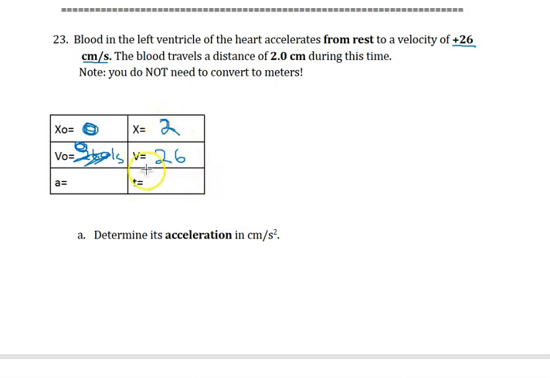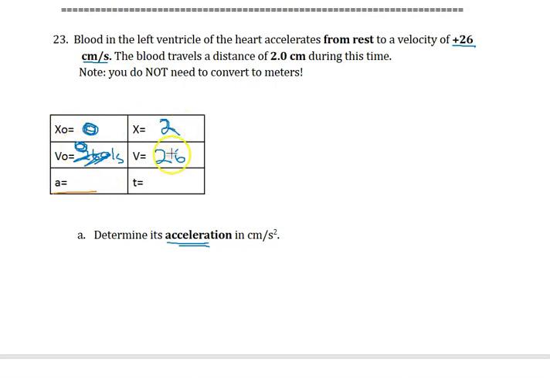And we don't know the time, and we don't know the acceleration. So that's pretty tricky, right? Because we don't know either of these. So determine its acceleration in centimeters per second squared. Okay, so we're not going to use don't know, don't care about acceleration. Actually, we could. Except no, because we care about acceleration.